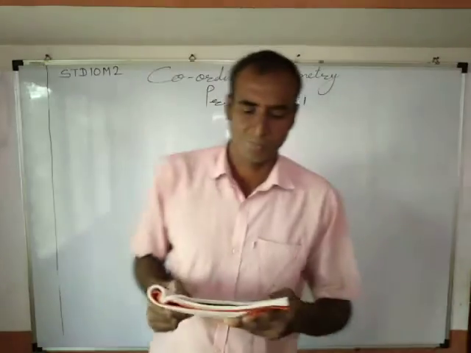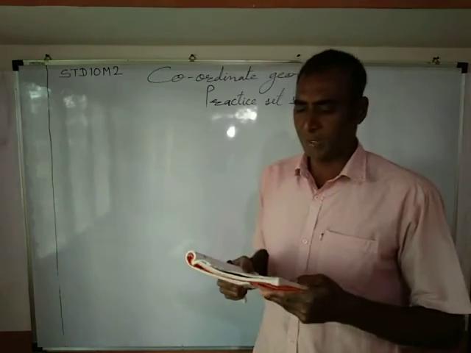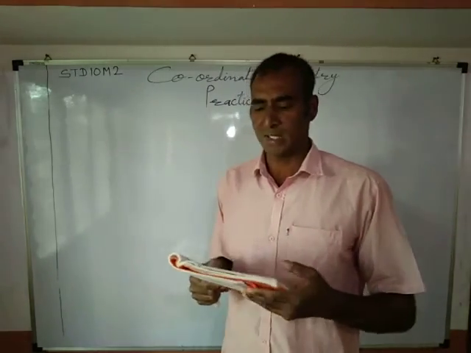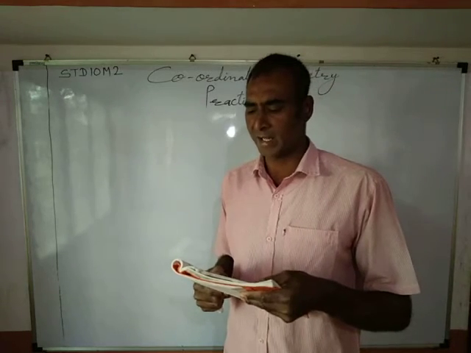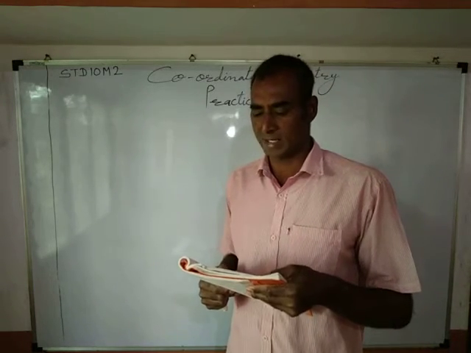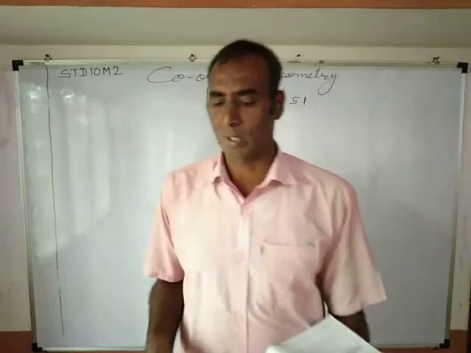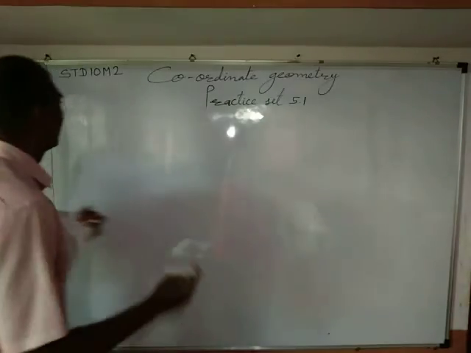Question 5th. Show that points P(2, minus 2), Q(7, 3), R(11, minus 1) and S(6, minus 6) are vertices of a parallelogram. Question 5th.